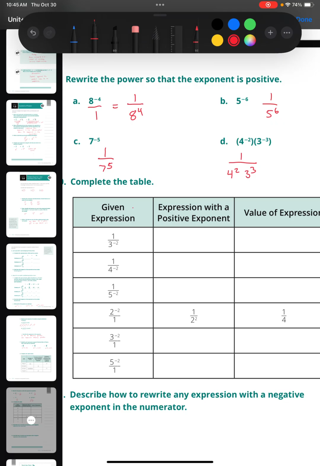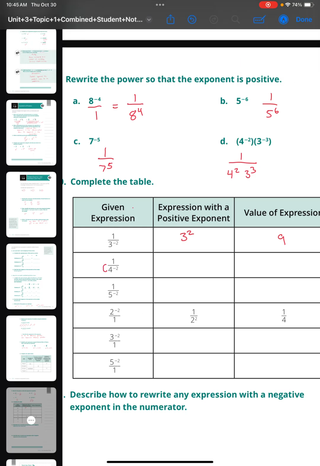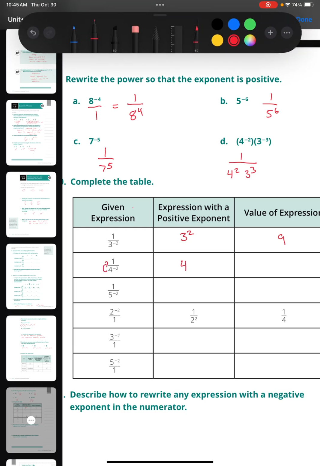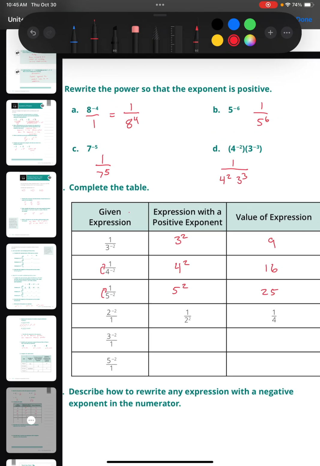So for that first row in that table, 1 over 3 to the negative 2, it's going to move to the numerator and just become 3 to the positive 2, which gives you 9. Same thing for the next one. 4 to the negative 2 is going to move up to the numerator and become 4 to the positive 2, which gives you 16. 4 times 4. 1 over 5 to the negative 2 becomes the numerator and just becomes 5 to the positive 2, which is 25.